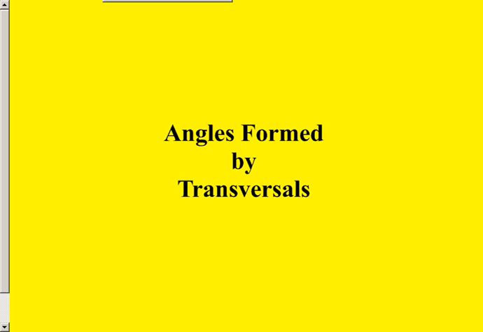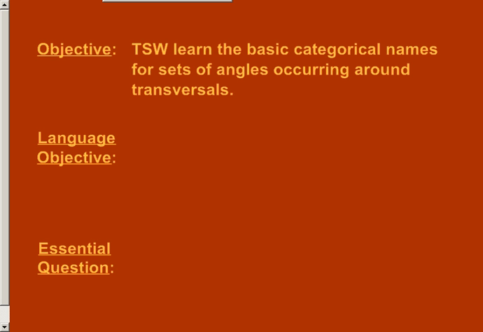Today we're going to look at the first lesson into Unit 3, and the title of today's lesson is Angles Formed by Transversals. Please copy down the title as well as our objectives. Our stated objective for the day is to learn the basic categorical names for sets of angles occurring around transversals.